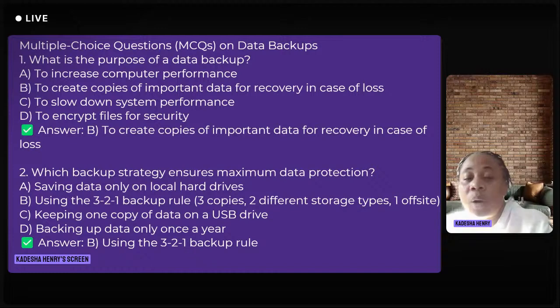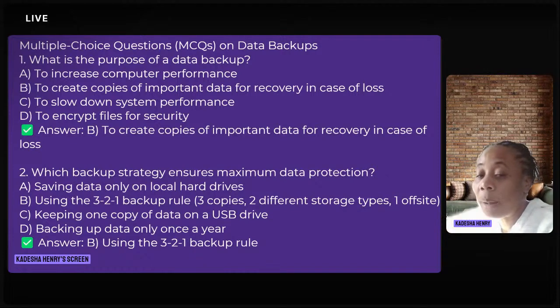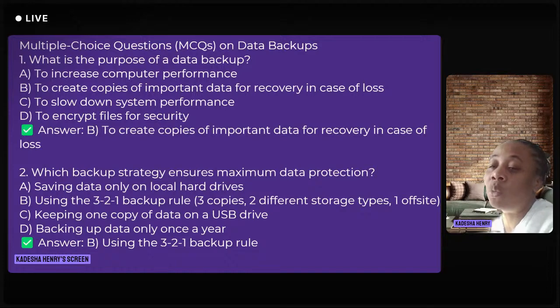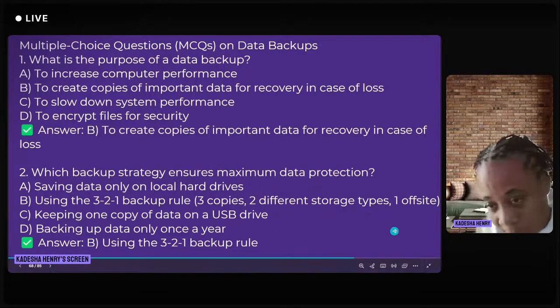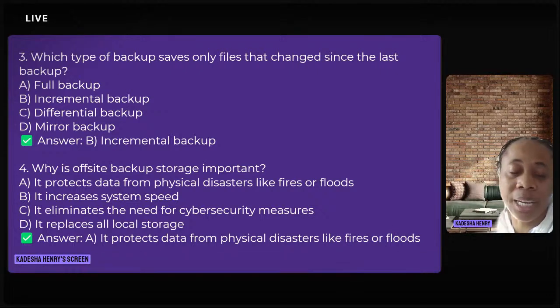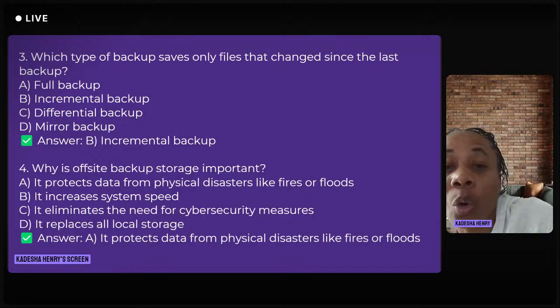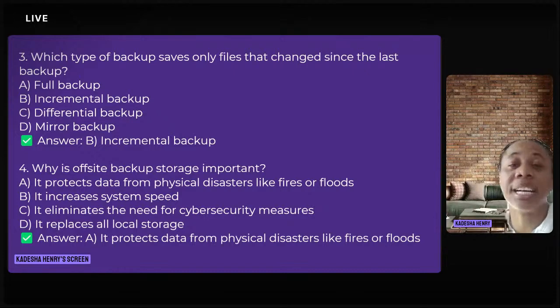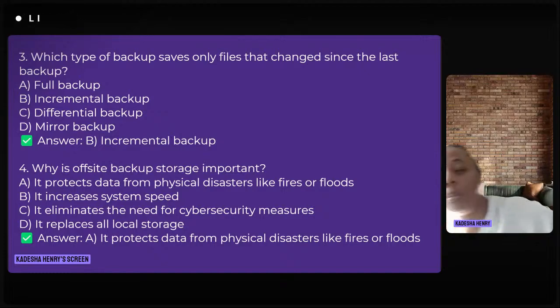So the 3-2-1 backup rule says that you back up 3 copies, on 2 different storage types, and 1 offsite. Your system must continue. There must be continuity of business operation. Which type of backup saves only files that changed since the last backup? Is it the full backup, incremental backup, differential backup, or mirrored backup? So in this case, it will be incremental backup.